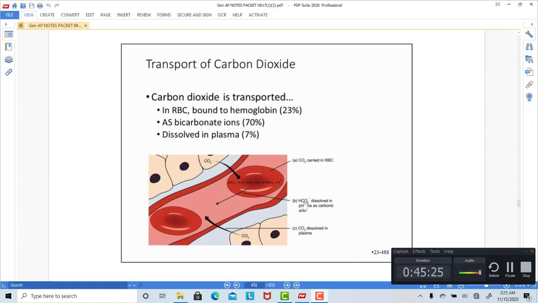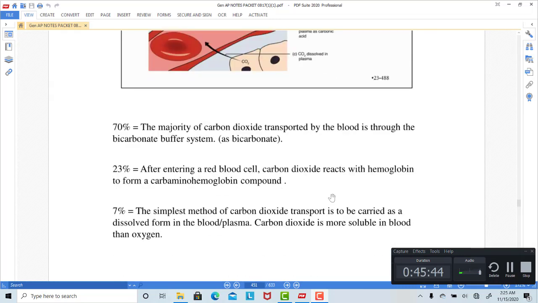So I'm not going to hold you accountable for the chemistry of how these things are transported, but you will hear more about this in advanced A&P, so it's worth mentioning here, but you won't be tested on the transport of carbon dioxide. And then some of that carbon dioxide is just dissolved in the plasma as well. So, three different ways of transporting carbon dioxide.